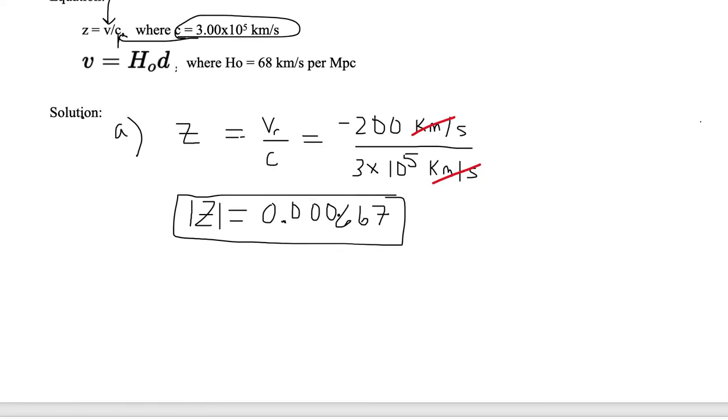So let's take a look at this number. Since z is less than 1, we know that the galaxy is nearby. So we can just write it down that the galaxy is nearby. So that's our clue to us, because you're looking at the value for z. So we're going to look at a convention of anything less than 1 is near, anything greater than 1 is far.